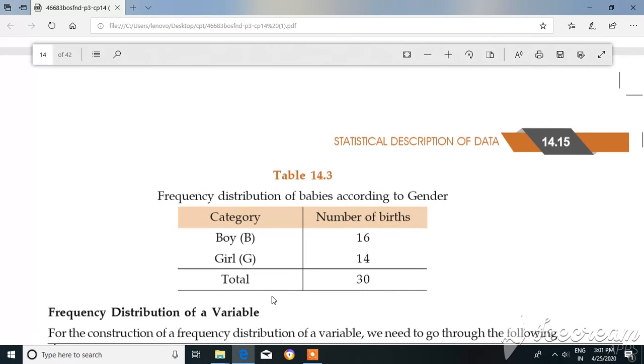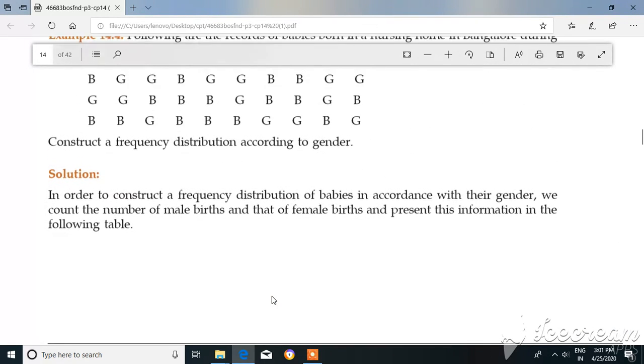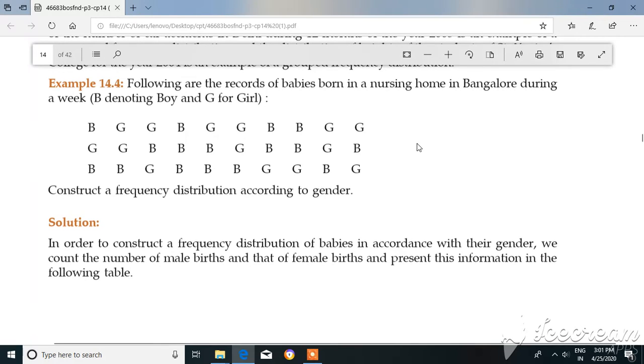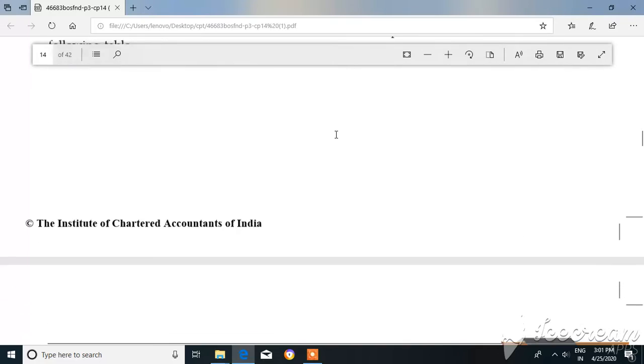So they have given data here. That data is of how many observations? This data is data of 30 births in a Bangalore hospital, right? Birth of babies in a Bangalore hospital.